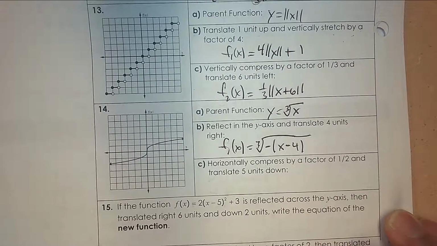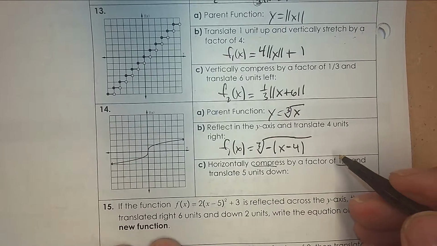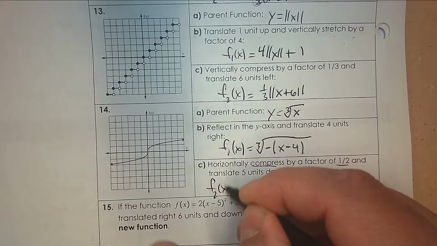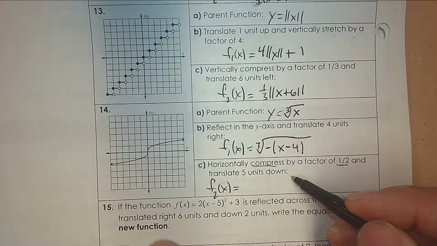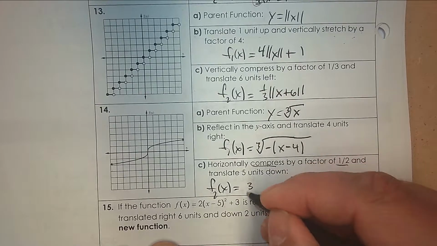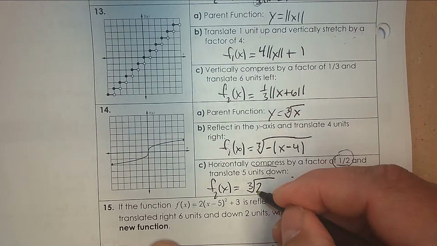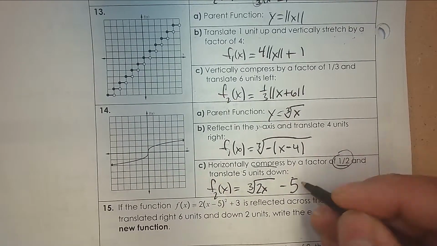One more time. Horizontally compress by a factor of 1/2. And then translate 5 units down. So I have a cube root. I do the inverse of that. So instead of dividing by 2, I go times 2. And then translate 5 units down means outside the radical sign, I'm going to subtract 5.